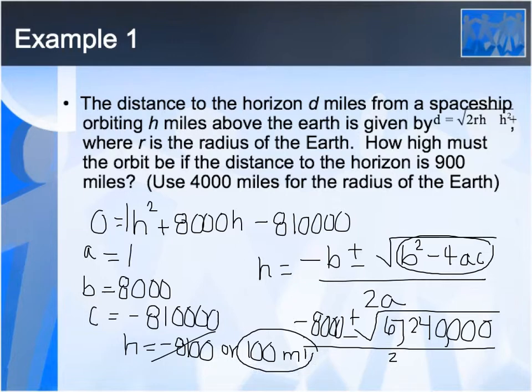Okay? Now we want to check to make sure that it does in fact work out. So if I go back to this original equation and I replace each of these h's with 100, so type in 100 squared plus 8,000 times 100 minus 810,000, it needs to come out equal to 0. If it doesn't, it is an extraneous solution. But in this case, it does.